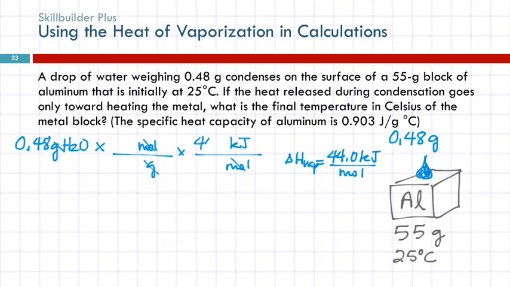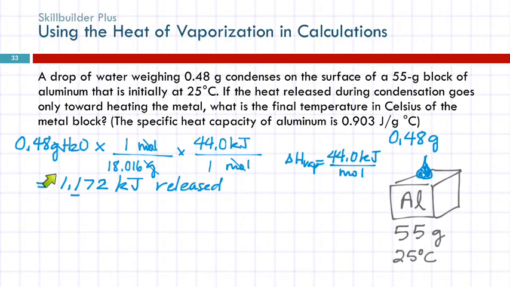So we know that it's 44.0 kilojoules per mole. We need to know how many moles. 0.48 grams, we're going to use the molar mass of water. So 0.48 divided by 18.016 times 44. So that would have two significant figures, 1.172 kilojoules. That's energy that's released by the water when it condenses.